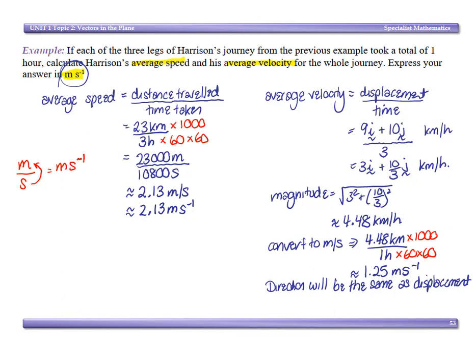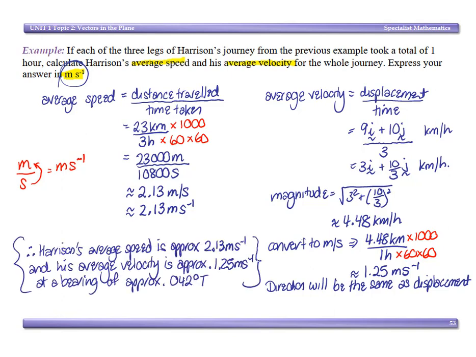Let's finish with the therefore statement. So therefore Harrison's average speed is approximately 2.13 meters per second, and his average velocity is approximately 1.25 meters per second at a bearing of approximately 42 degrees true.